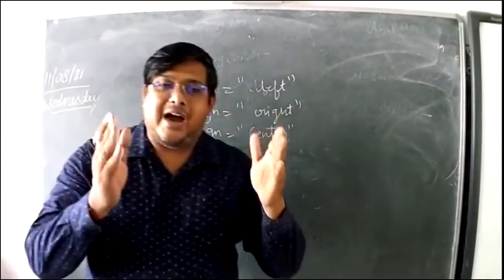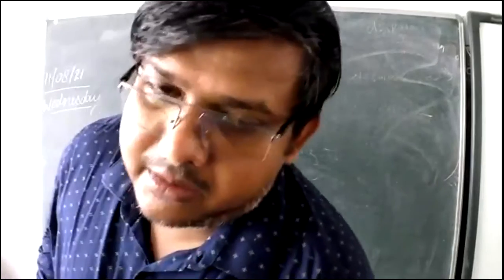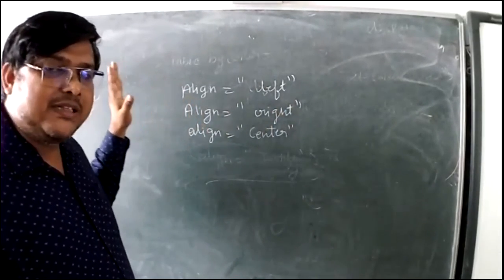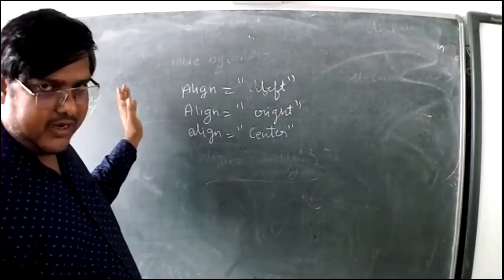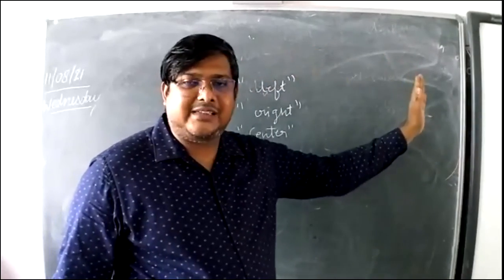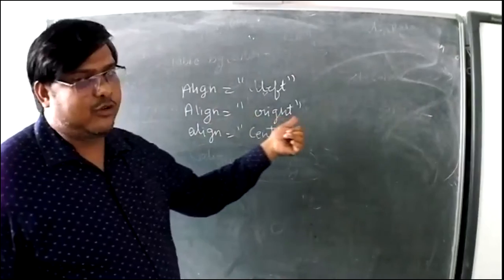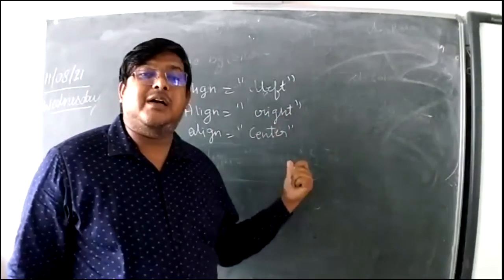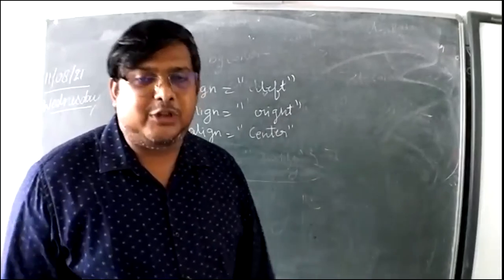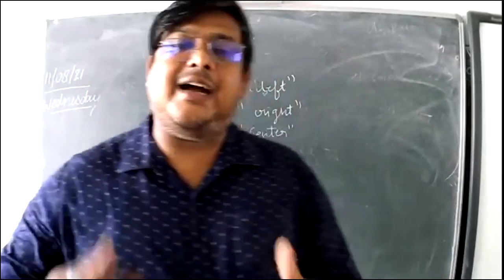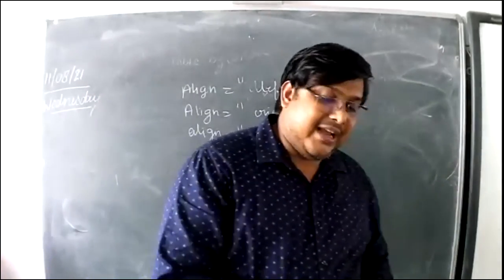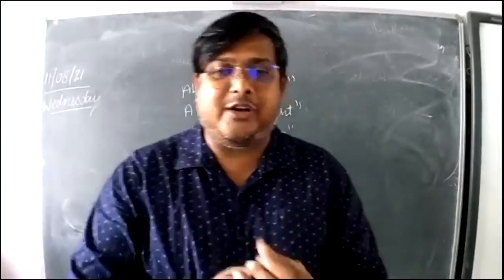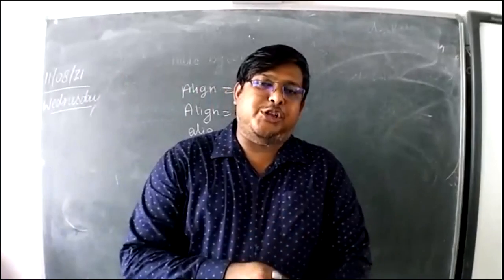By default, the table is aligned to the left side. Clear? If you want the table to come to the right side, then align is equal to right. If we want it to display in the center, then we will use align is equal to center. So what is the use of align? To set the table position, in which position it may appear, on the left side, the right side, or the center, we use align.